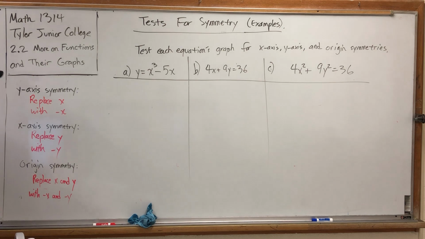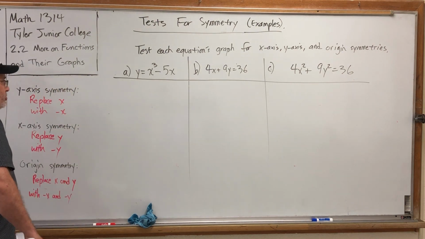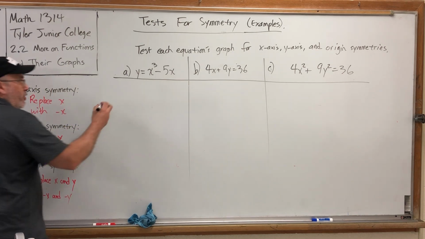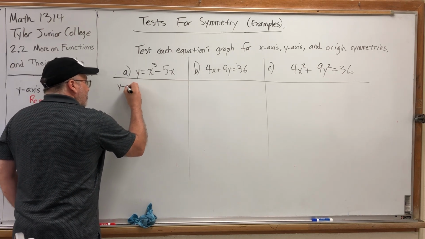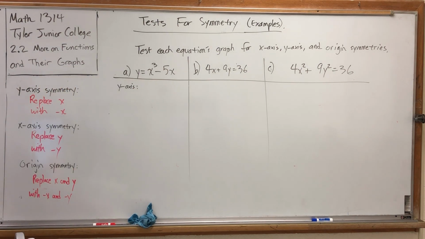And if you'll notice, I've summarized the test for y-axis, x-axis, and origin symmetry with what you replace with its negative. For y-axis, replace x with its negative. For x-axis, replace y with its negative. And for origin, you replace both of them. So we're almost going to make a 3x3 grid up here. Let's start with y-axis symmetry for the first equation. For y-axis symmetry, we replace the x with negative x.